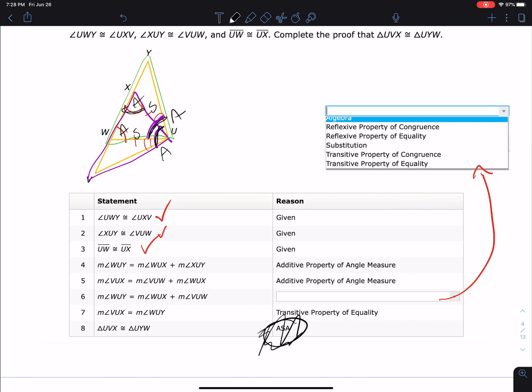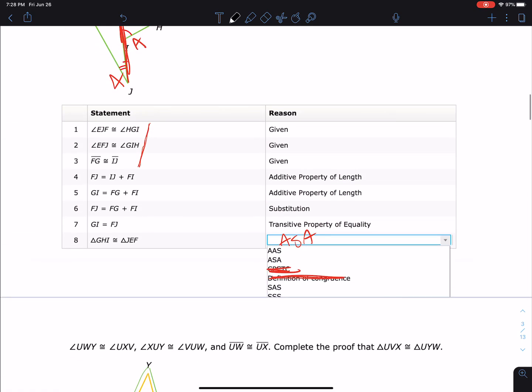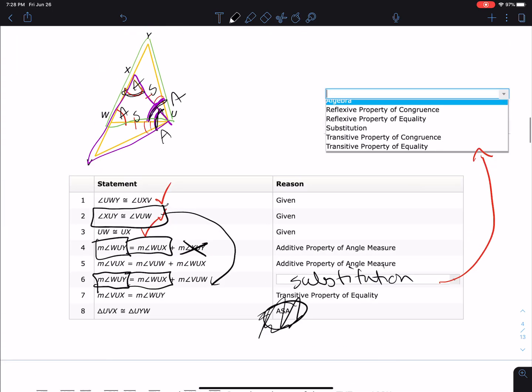Okay, so what happened? They kept WUY, okay, and then they kept WUX, so that remained consistent. What happened is they took out XUY and somehow put VUW in there. Where would that be allowed from? They did that here. They put VUW into here. That is a substitution. Okay, so anytime you see additive property twice, the next move is going to be a substitution. I believe it happened up here. Yeah, additive property, and then a substitution. Well, that could have been so much easier.